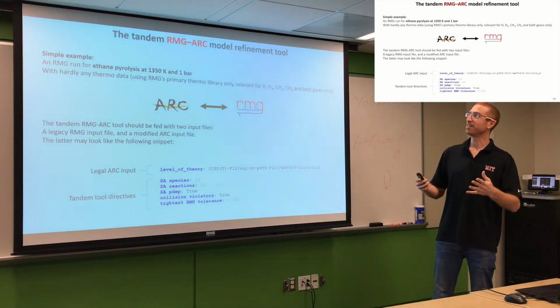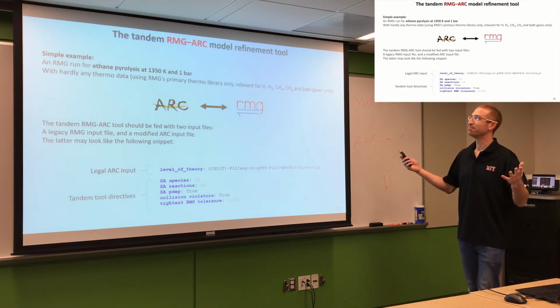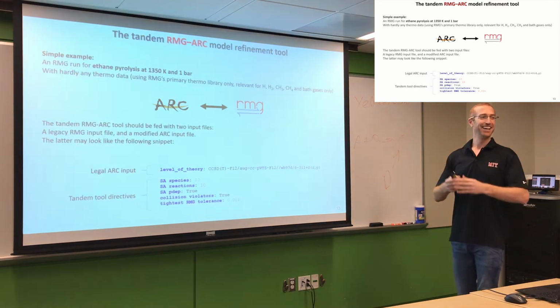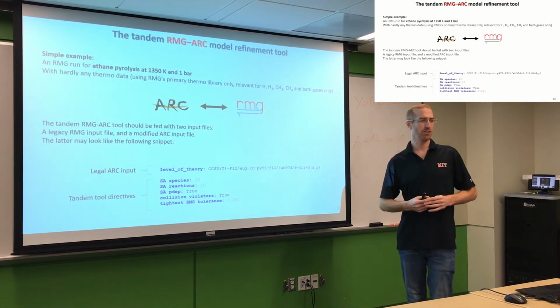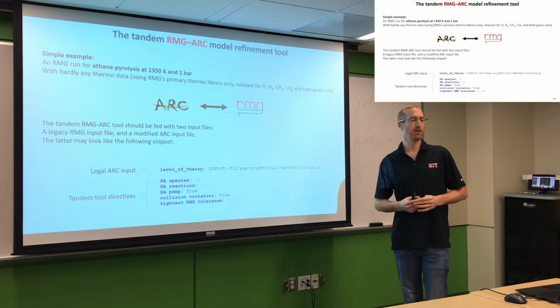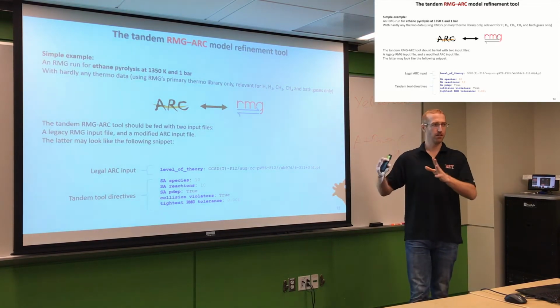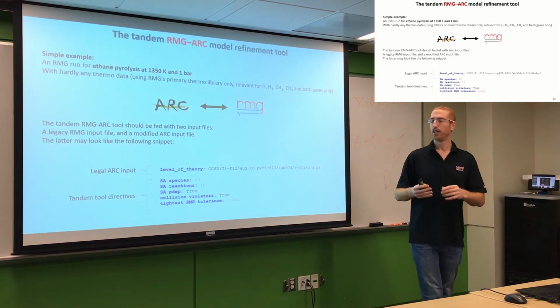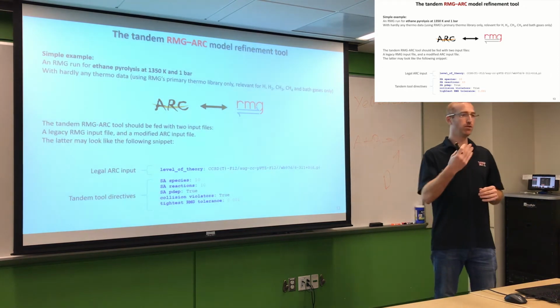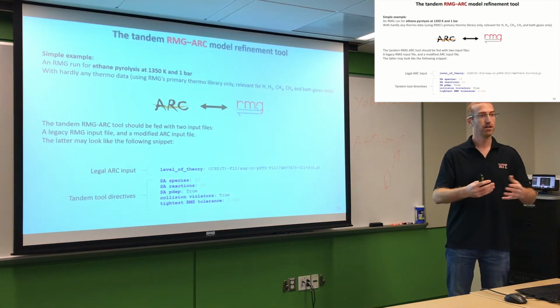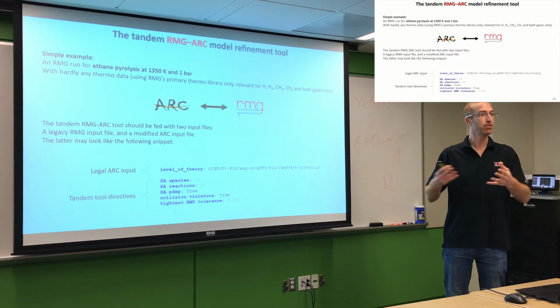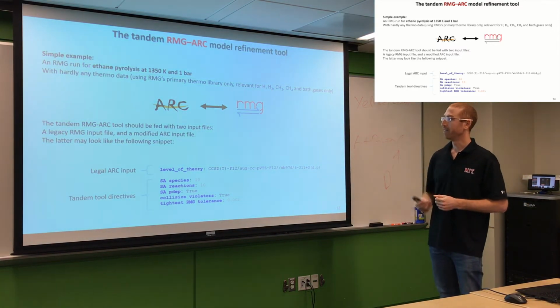Here it is. We call it the Tandem RMG ARC model refinement tool, whatever. It's a branch on RMG. We haven't rebased it on Python 3. It's kind of old, but it's not that old. Hopefully this year we'll be able to refine it better and be able to run it in tandem.